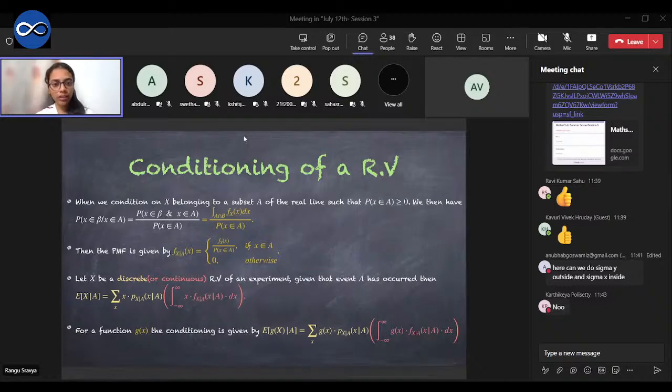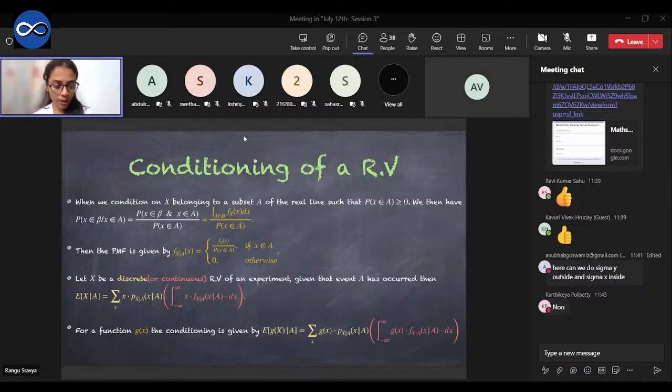So here we are trying to relate the conditional PDF with the PDF of x. Just by using the definition in the previous slide, we have P of x belongs to B and x belongs to A. That means we are basically finding the probability in the interval A intersection B. So integrate f of x of x dx over the interval A intersection B and just simplify. Then we will get f of x given A of x as f of x of x by P of x belongs to A. So this is how we can relate the conditional PDF of x with the PDF of x.